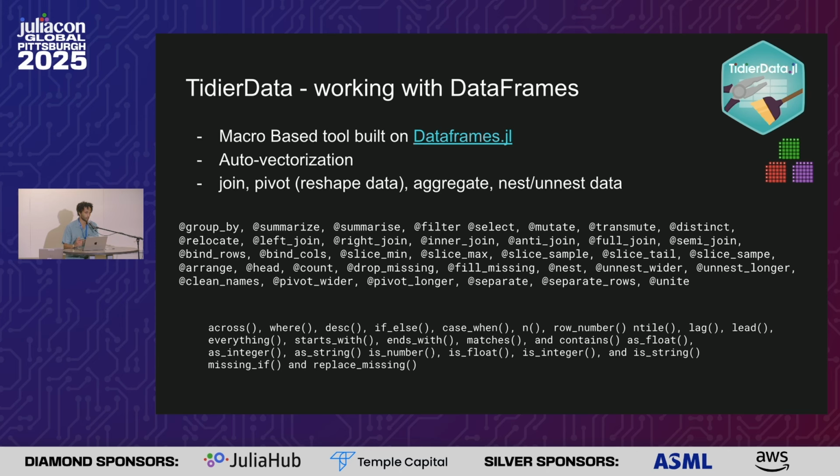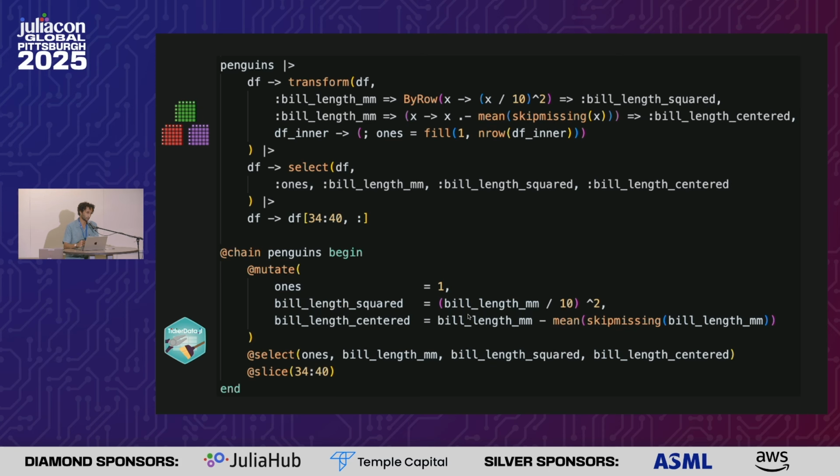You can throw in a DataFrames.jl function in the middle of your chain. It's actually really nicely, easily integrated, right? And then we also have all these helper functions in TidierData as well. So this is just an example. In this particular example, I used pipes to compare the data frames to a TidierData chain. But you can see the difference, right?